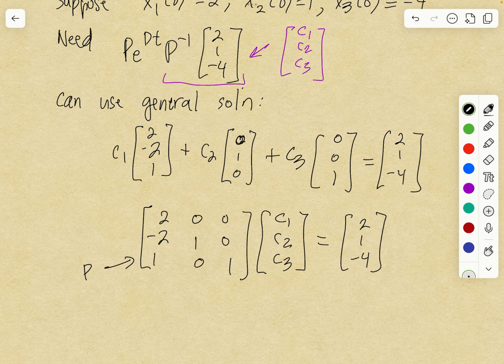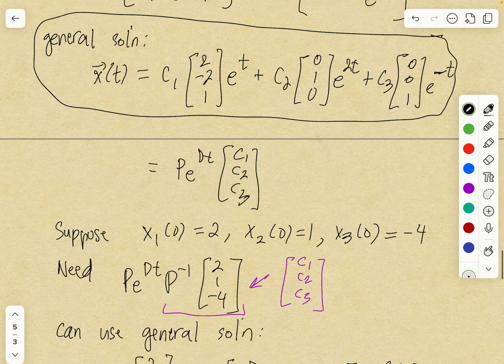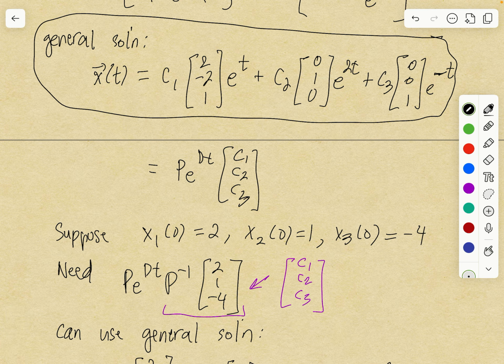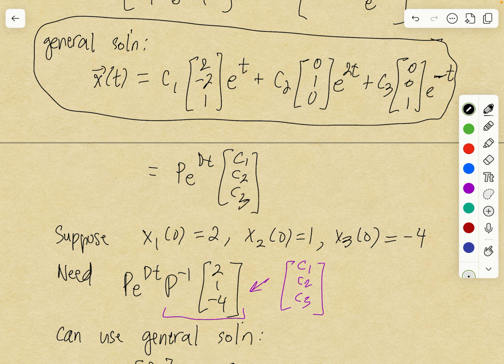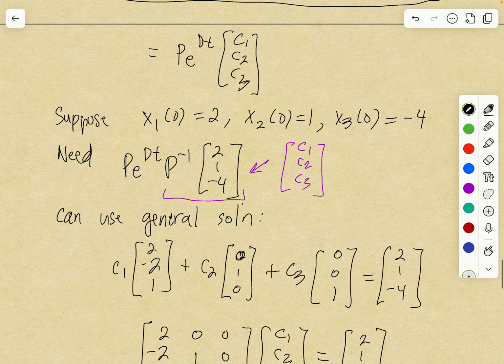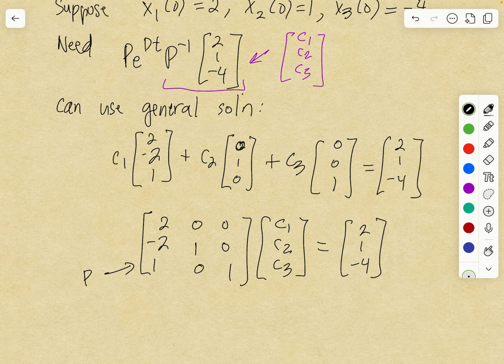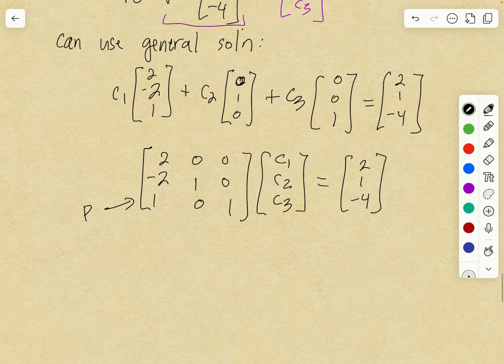This just goes back to what I was saying, that the general solution is P e to the Dt times c1, c2, c3. Once we find the c1, c2, and c3 that work, by P inverse times 2, 1, negative 4, we just plug in those values, and that gives you the particular solution to the initial value problem. But we don't need to actually calculate the inverse because we can just solve this system by hand. We have a nice matrix, so this system is easy to solve.